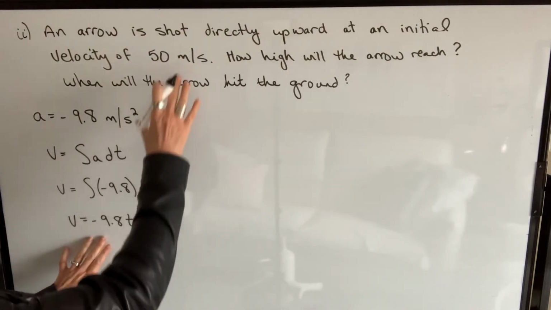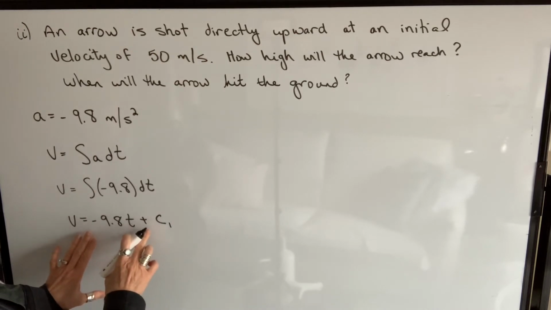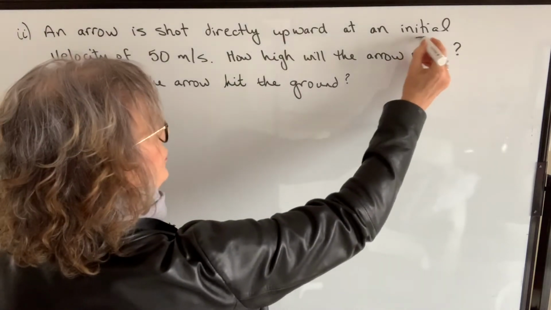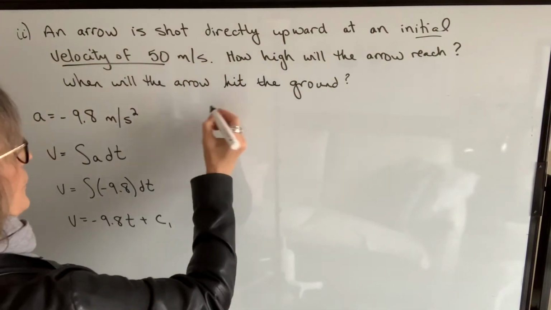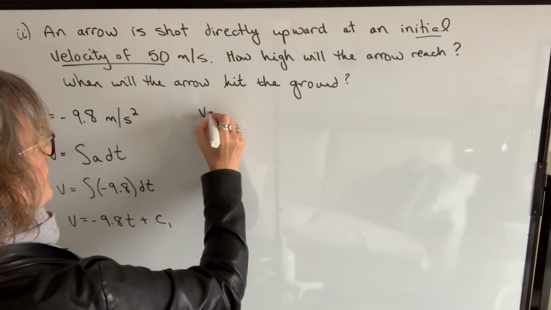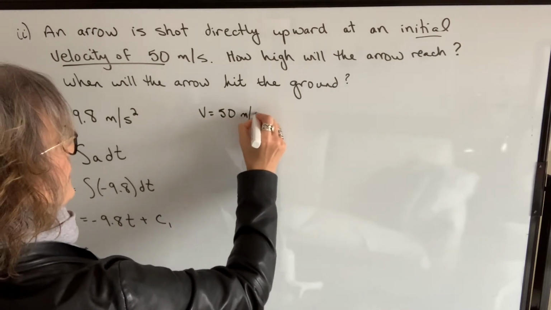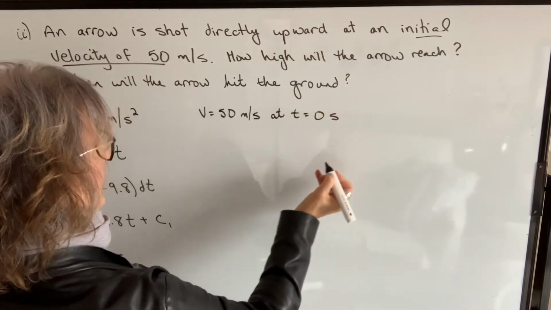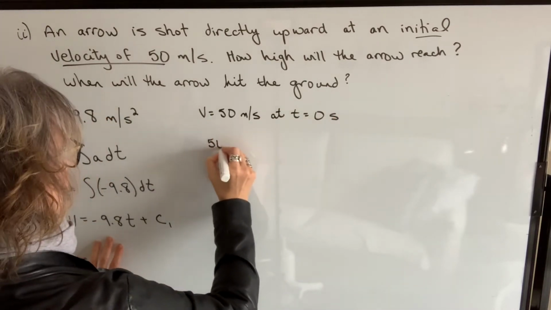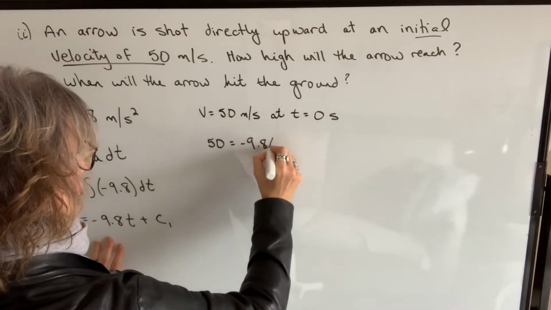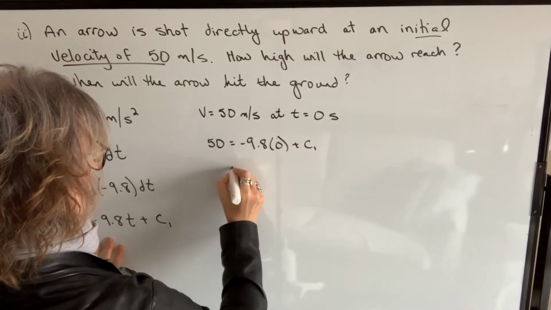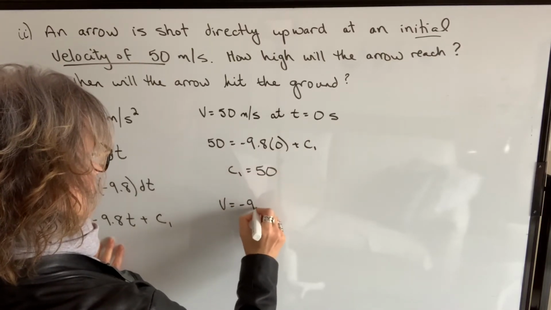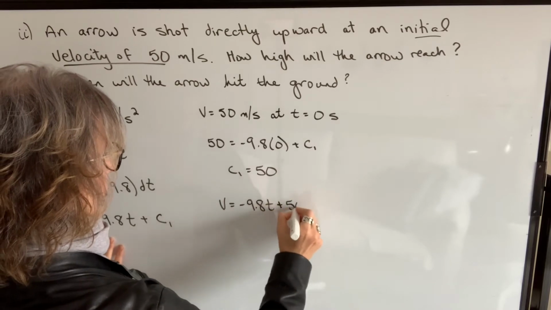We need information from our question so that we can calculate our constant, and that information is the initial velocity. So if the initial velocity is 50 meters per second, velocity is 50 meters per second at t equals 0 seconds. So we plug that in. So our constant will be 50. So our function for velocity will be negative 9.8 t plus 50.